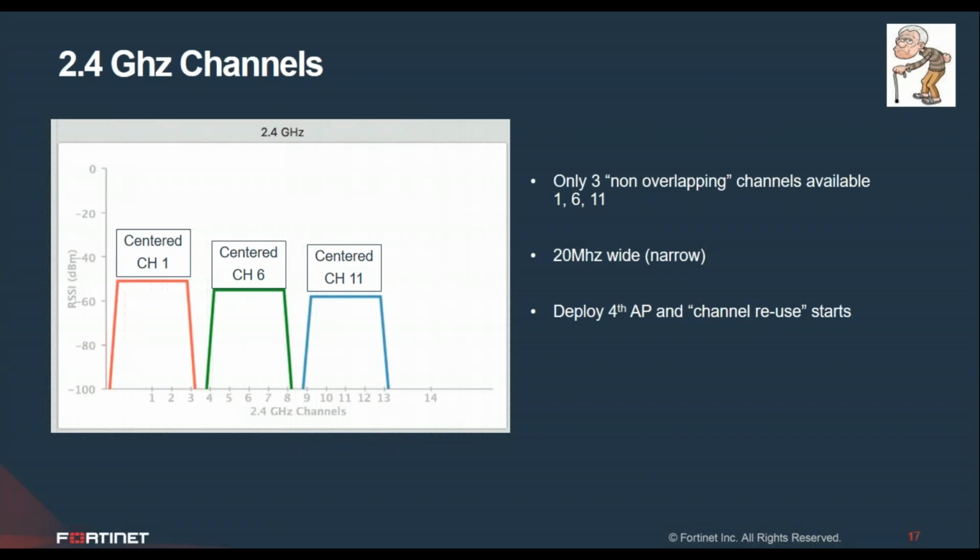What happens, however, when I go to deploy access point number 4? I've run out of channels to use. So I need to start reusing channels, and I have to put the 4th access point on channel 1, channel 6, or channel 11. So in 2.4 gigahertz, being an older technology with less spectrum, I am very hand-tied on how I can deploy my access points and still gain performance.